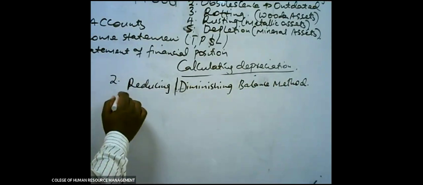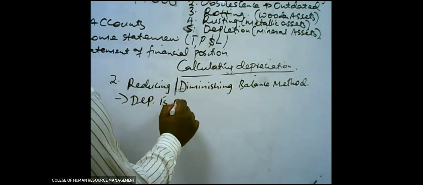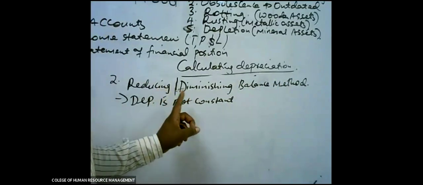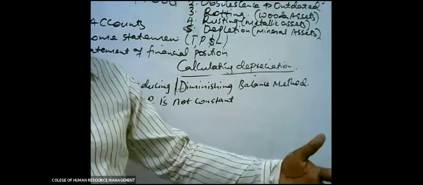In this method, depreciation is not constant or fixed, as we have discussed in the other method, straight line. In this method, depreciation keeps on reducing or diminishing as the years go by. So the depreciation amount for any fixed asset will be more when the asset is new, and then as it is being used in the business, its value reduces. As its value reduces, its depreciation amount also keeps reducing.